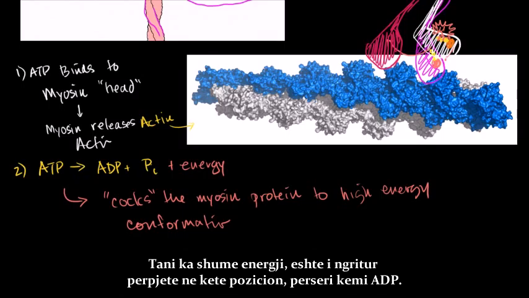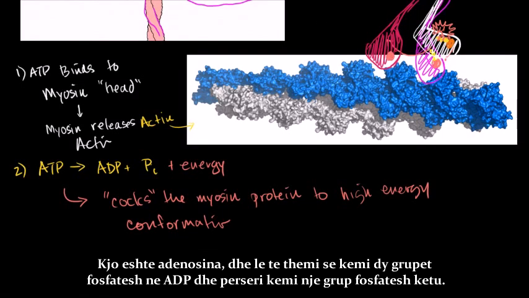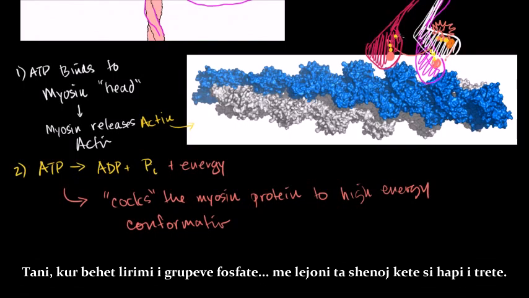You still have your ADP. You still have your adenosine. And then let's say you have your 2 phosphate groups on the ADP. And you still have 1 phosphate group right there. Now, when that phosphate group releases, let me write this as step 3.